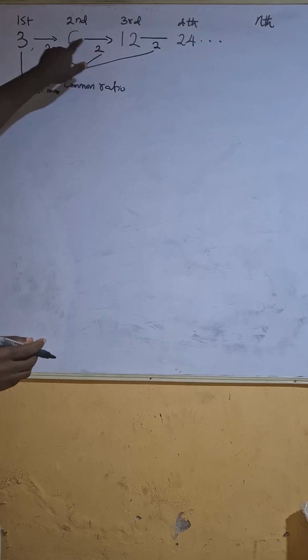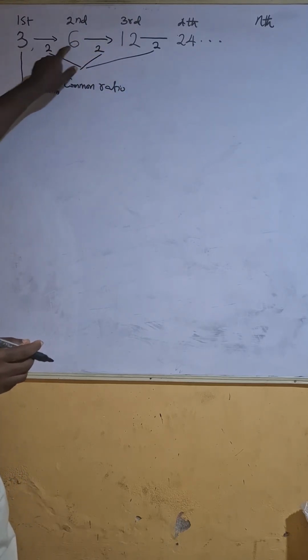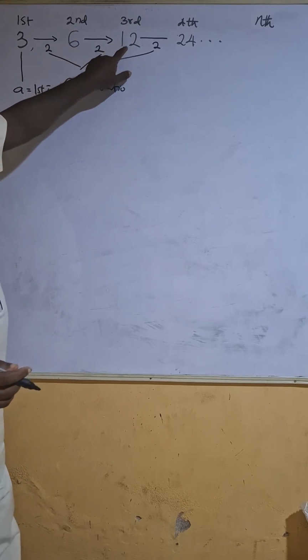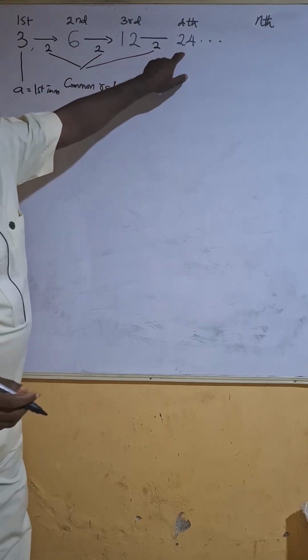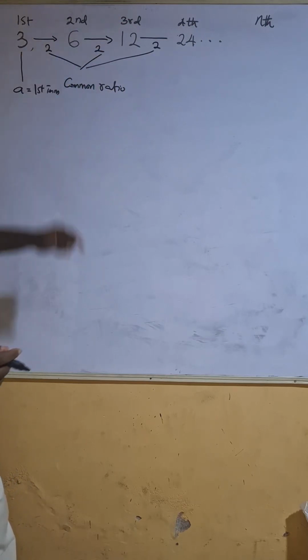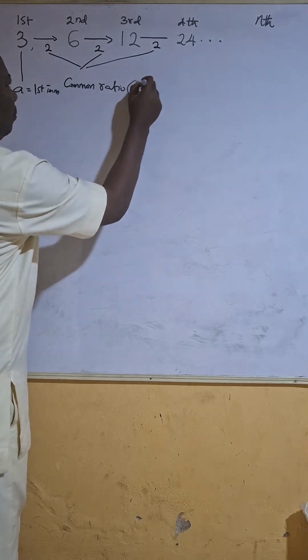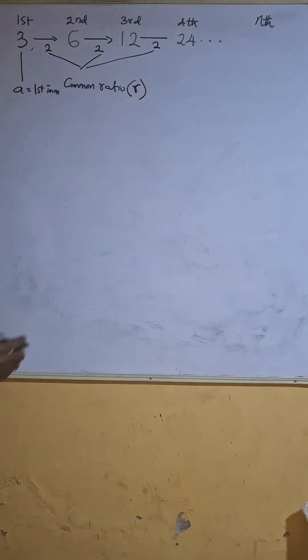That is, if you use 2 to multiply the first term, you will get the second term. If you use 2 to multiply the second term, you will get the third term. 2 multiplied by 3, 6. 2 multiplied by 6, 12. 2 multiplied by 12, 24. And so on like that. So this 2 is what we call the common ratio, and it is always represented with R.